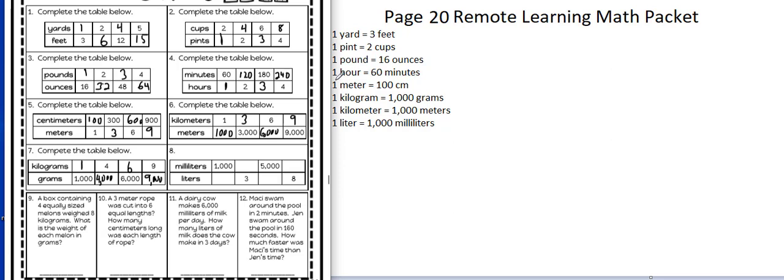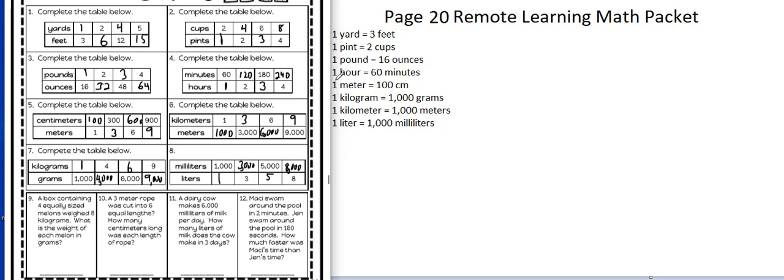Milliliters, there's 1,000 milliliters in 1 liter. All right, so here 3 times 1,000 would equal 3,000. 5,000 divided by 1,000 would equal 5. And 8 times 1,000 would be 8,000. All right. Number 9, a box containing 4 equally sized melons weighed 8 kilograms.